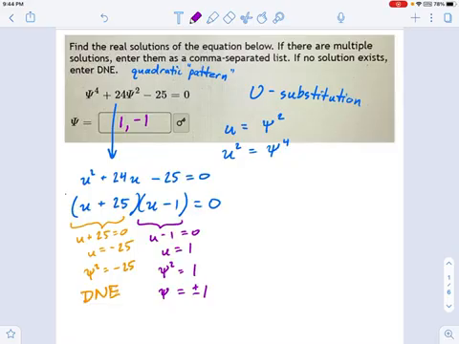The important part that I want you to get is this idea of using U substitution when you see a quadratic pattern. In other words, whenever these powers are in a 2-to-1 ratio, or 4-to-2, or 6-to-3, or anything like that, you can turn this into a quadratic using U substitution.